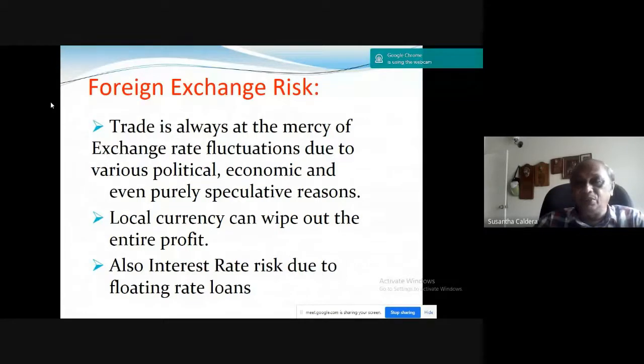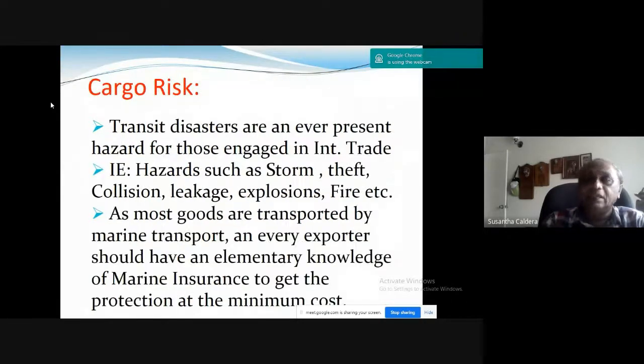Also, interest rate risk due to floating rate loans. That's another one. Right? So customers are having these types of issues. Cargo risk. Now, transit disasters are an ever-present hazard for those engaged in international trade. Right? Transit disasters.